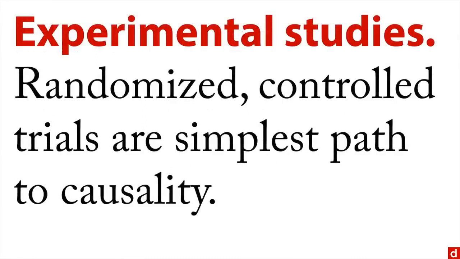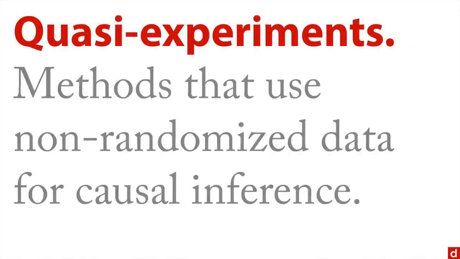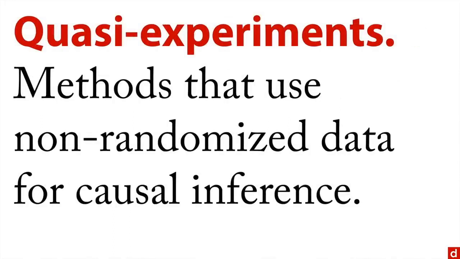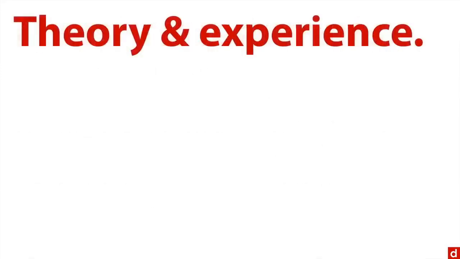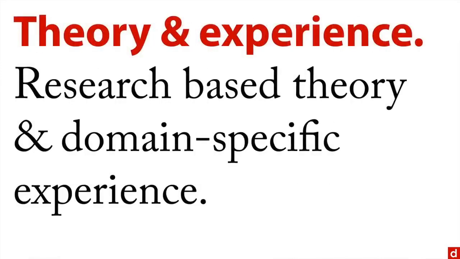One is experimental studies. These are randomized controlled trials. Now, that's theoretically the simplest path to causality, but it can be really tricky in the real world. There are quasi-experiments, and these are a whole collection of methods that use non-randomized data, usually observational data, adjusted in particular ways to get an estimate of causal inference. Or there's the theory and experience, and this is research-based theory and domain-specific experience. And this is where you actually get to rely on your client's information. They can help you interpret the information, especially if they have greater domain expertise than you do.